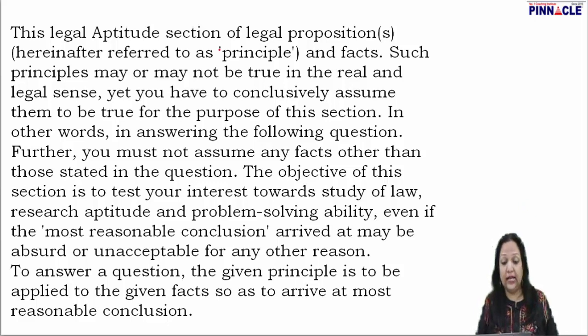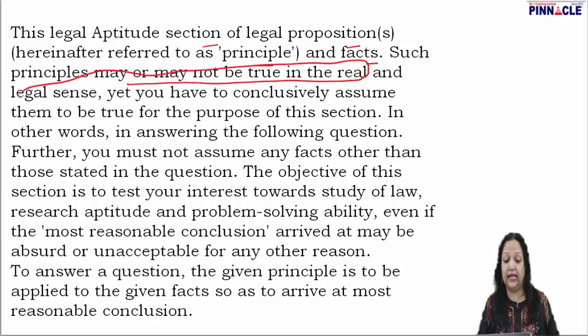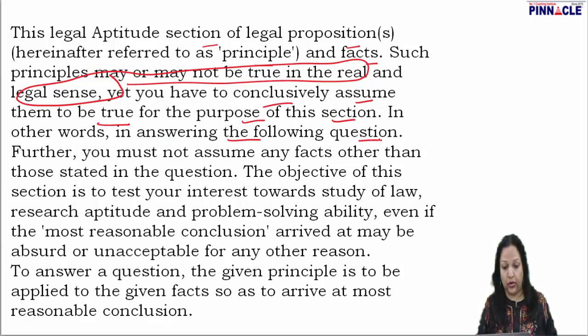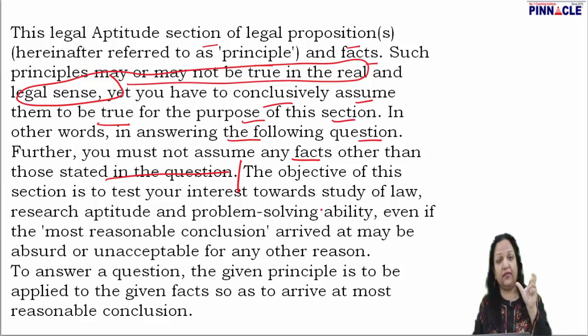Let's read them. The legal aptitude section consists of legal propositions, which are referred to as principle and facts. Such principles may or may not be true in the real legal sense. This is very important. Whatever has been given to you, you have to presume that that is true. Yet, you have to conclusively assume them to be true for the purpose of this section. In other words, in answering the following questions, you must not assume any other fact than those which are given in the question. Facts only those which are given in the question, and the legal proposition you have to presume that it is true.